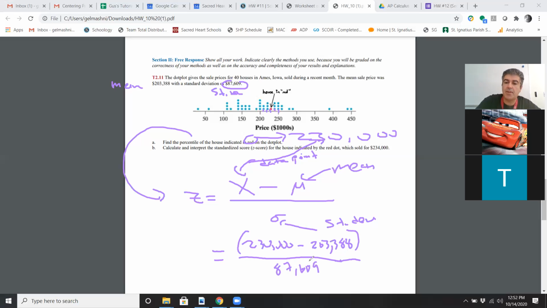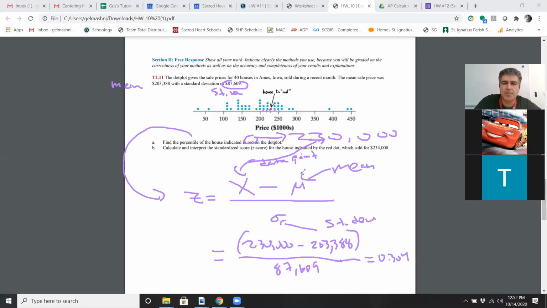When you're typing in the calculator, if you're doing it all in one line, make sure you put parentheses around the first two terms. Otherwise, it's going to divide these two together first and then subtract afterwards. That's probably what happened, so just be careful. So the z-score is going to be 0.304. We'll just round to 3 decimal places. Okay. Now, what does that mean? Why did I do that?